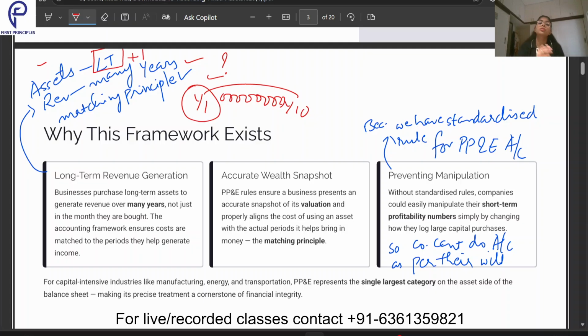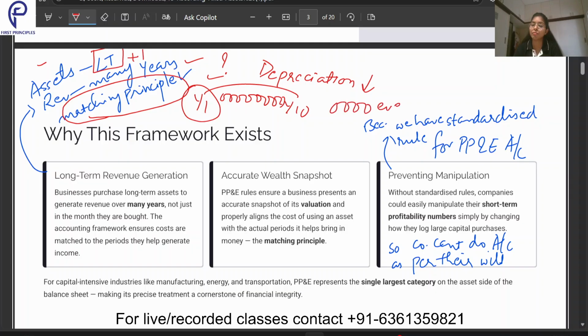To spend small portions every year in order to ensure that we are following the matching principle concept of accounting. What is the matching principle? This principle says that the revenue and the expenses related to it should be reported in the same period on our financial statements. So to account for this expense related to my asset which I have purchased, I will charge depreciation, which will reduce the value of my asset by small amounts every year.